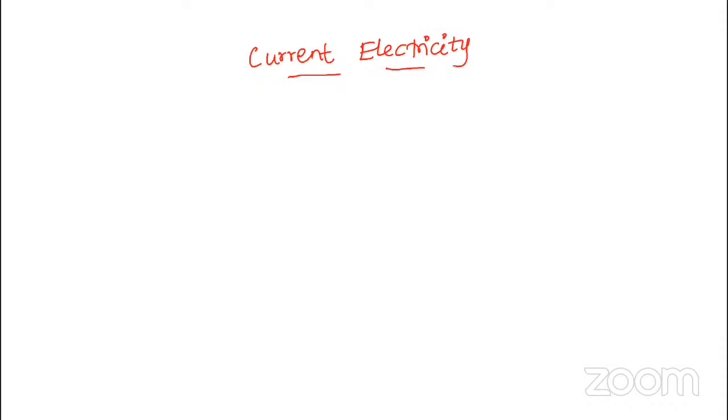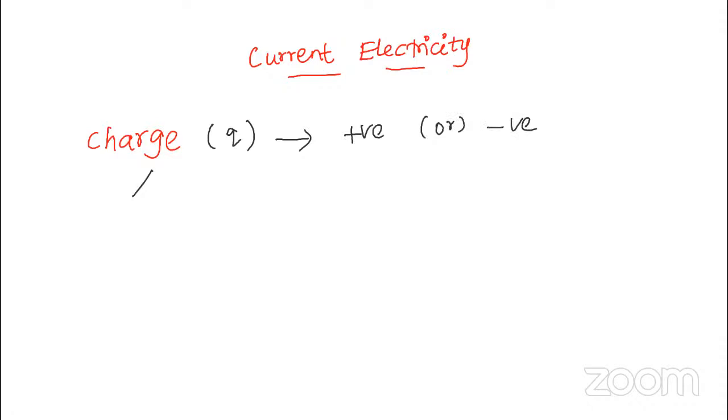In this unit on electricity, we are dealing with charges. Charge is represented by the letter Q. It may be positive or negative. We know that charges are divided into two categories: like charges and unlike charges.